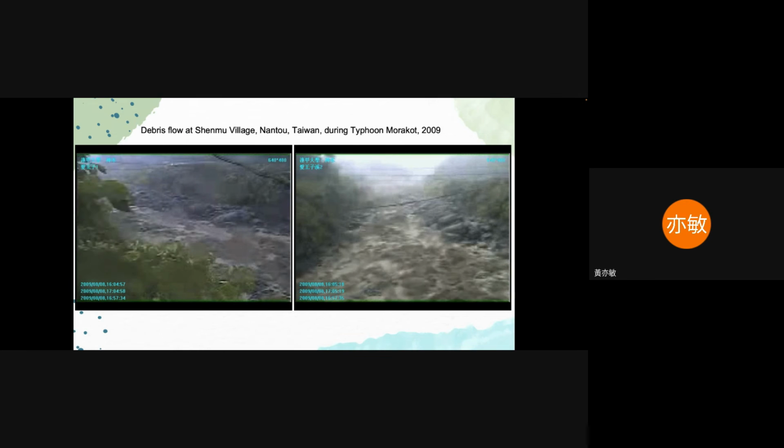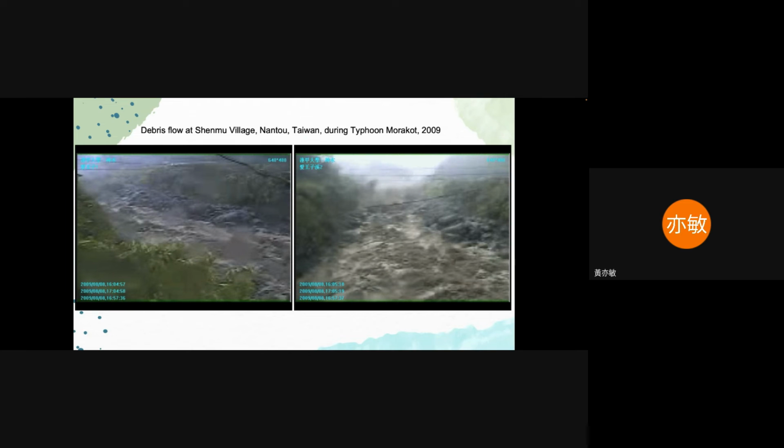So similar to landslide, we need to answer the questions. What are the major causes of the debris flow? So we need to find out the major cause. Then we can set up our monitoring options. Then we can set up our management systems.